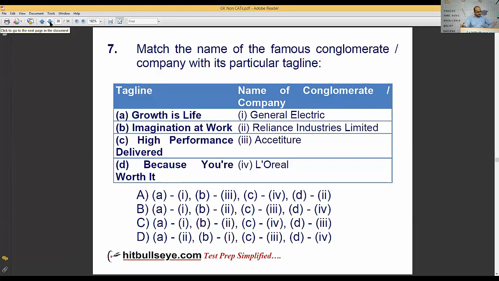Okay. Yes. Couple of you have got the answer correct. Answer is of course D. Growth is Life is of course Reliance Industries Limited. Imagination at Work, General Electric. High Performance Delivered, Accenture. Okay, sorry for the typo. Accenture, right? And Because You're Worth It is of course L'Oreal, right? So Accenture and L'Oreal, you would be quite used to seeing these ads on television.